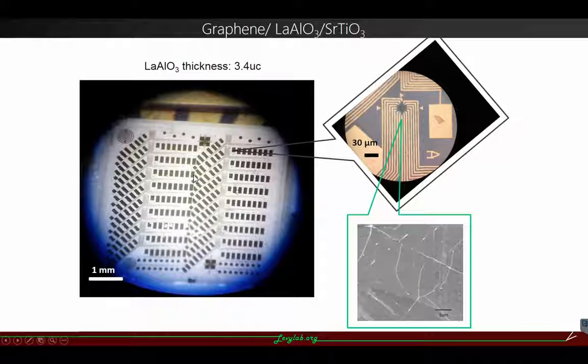Here is how our sample looks under the microscope. Our sample size is 5 mm by 5 mm, and we have 18 identical devices on one sample. And this is how the graphene Hall bar structure looks. We have 16 electrodes, 8 of them are graphene electrodes, and 8 of them are contacting the lanthanum aluminate strontium titanate interface. And this is a zoom-in AFM image, which shows that our sample is relatively clean, and we are even able to see the graphene wrinkles.